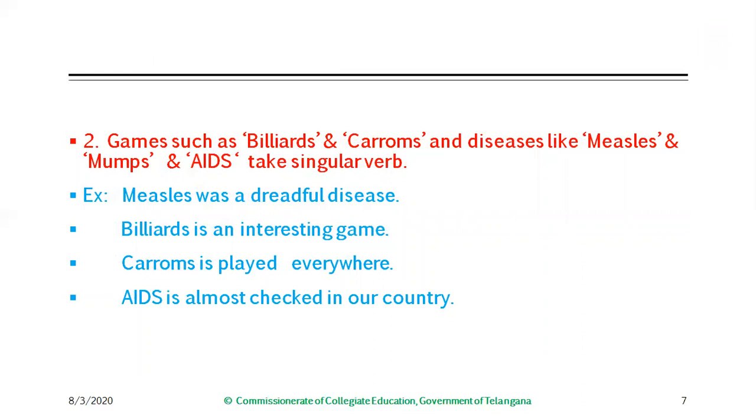Now, rule 2. Games such as billiards, caroms, and diseases like measles and mumps and AIDS take a singular verb. Some games, for example, billiards. Billiards naturally ends in S. It is not billiard, billiards. It's a singular subject. Caroms, not a carom. Caroms is also a singular subject. So, in such cases, we have to use singular verb.